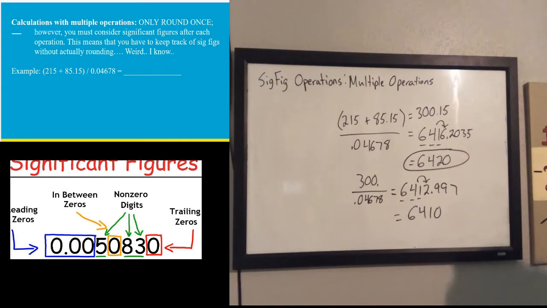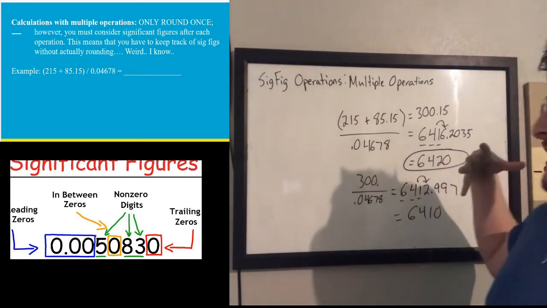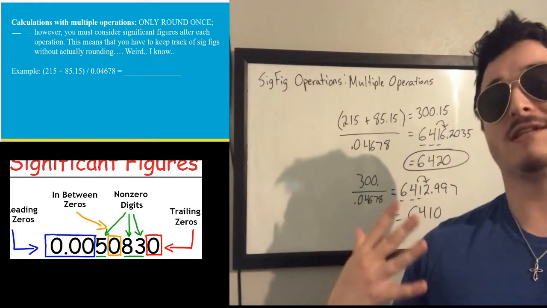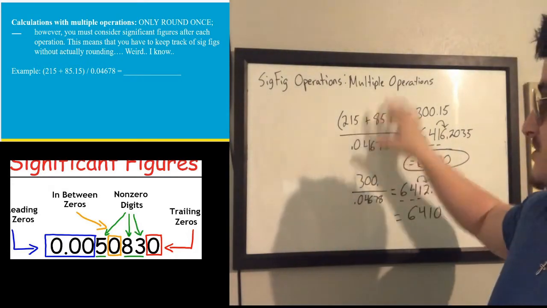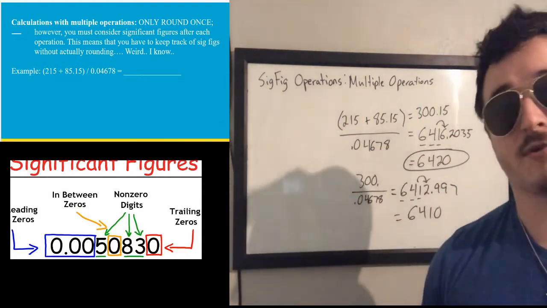So round once, it's kind of weird to track. The shortcut that I always implement is knowing that I'm going to end with division. The rule is round to the least amount of sig figs, period. Well, just look at the least amount of sig figs utilized in the problem. Right there, 3. My answer is going to have 3 sig figs in the end.